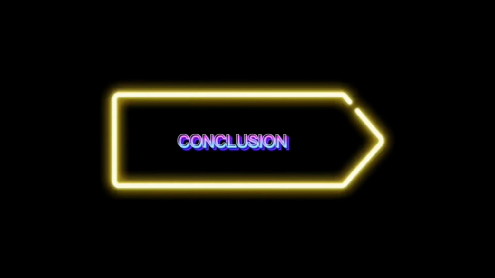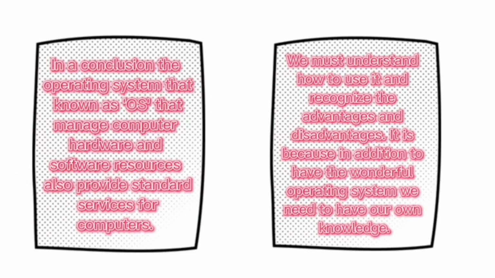In conclusion, the operating system, known as OS, manages computer hardware and software resources and also provides standard services for computers. We must understand how to use it and recognize the advantages and disadvantages. It is because in addition to having wonderful operating systems, we need to have our own knowledge. And that's all from us.